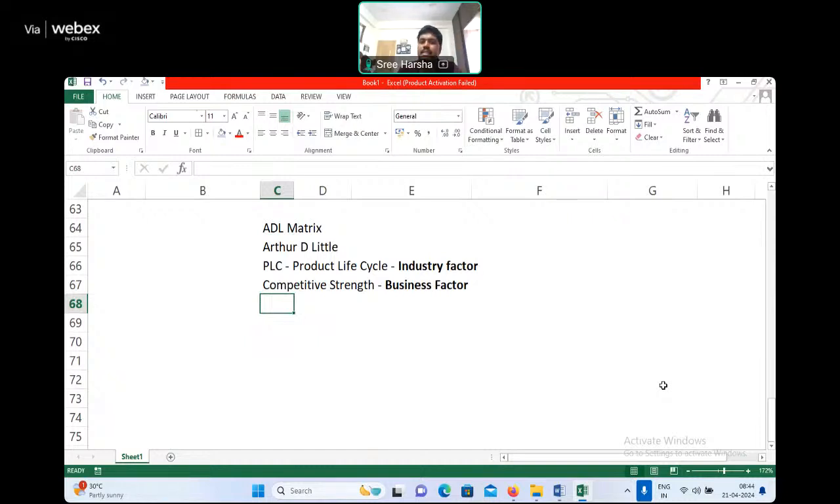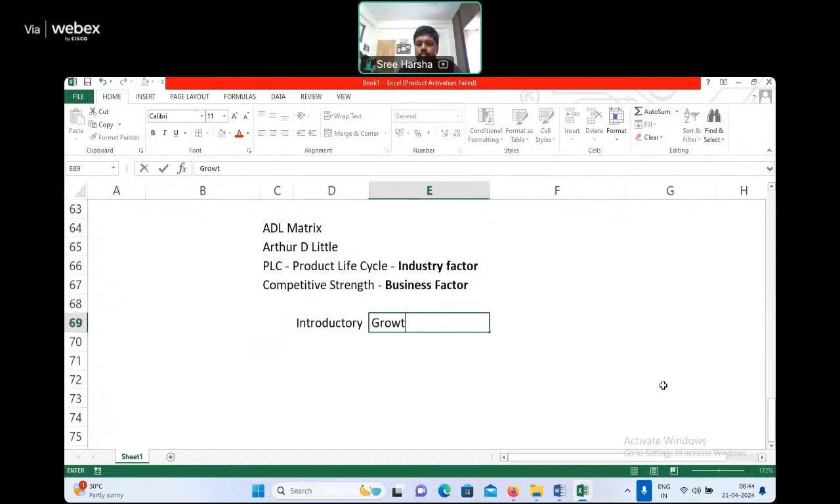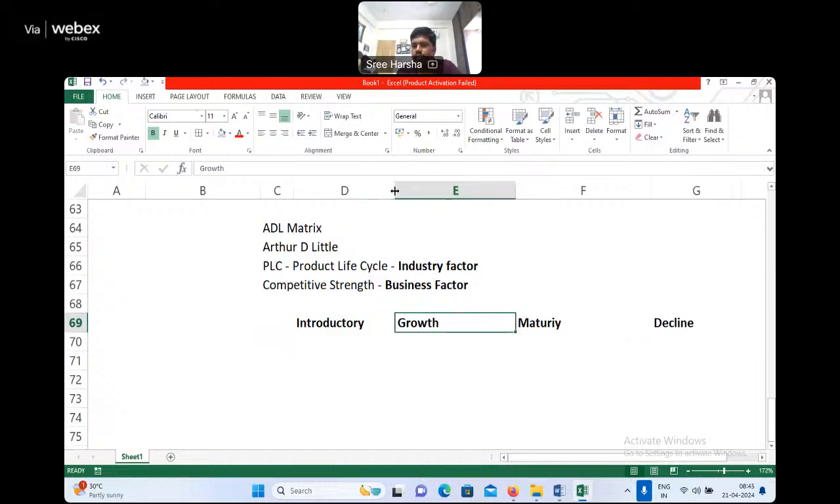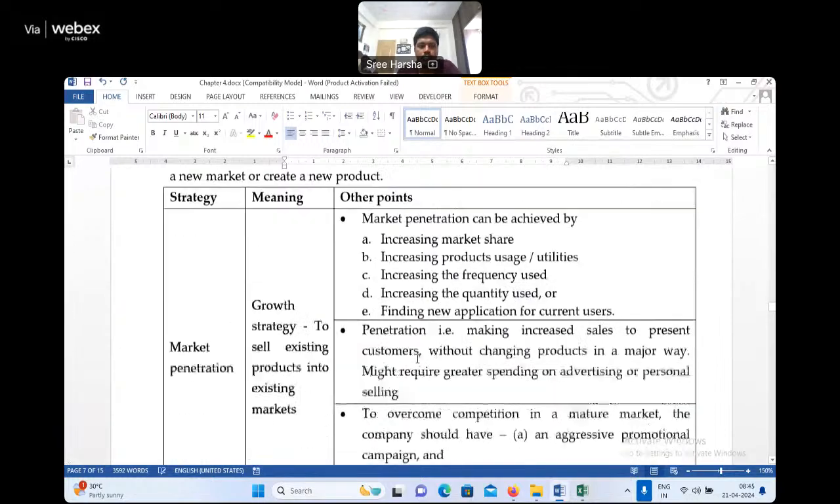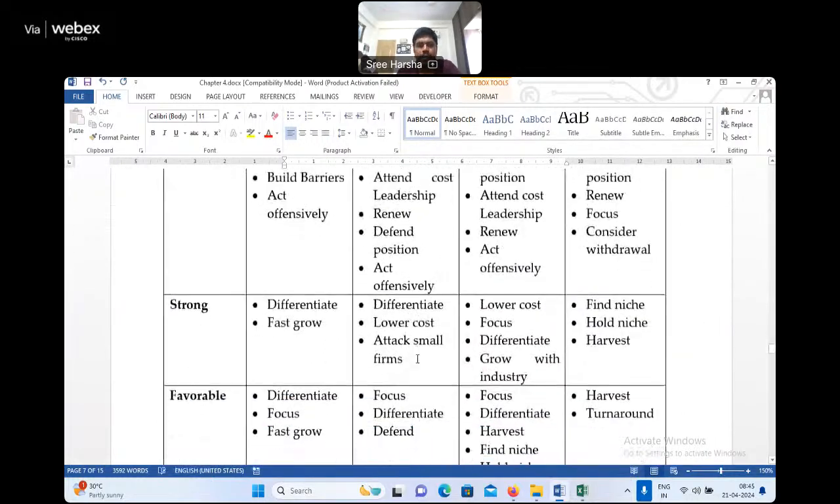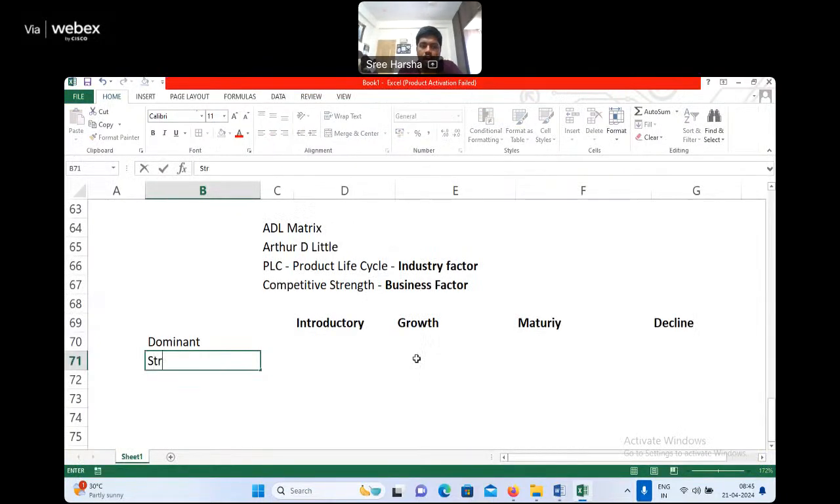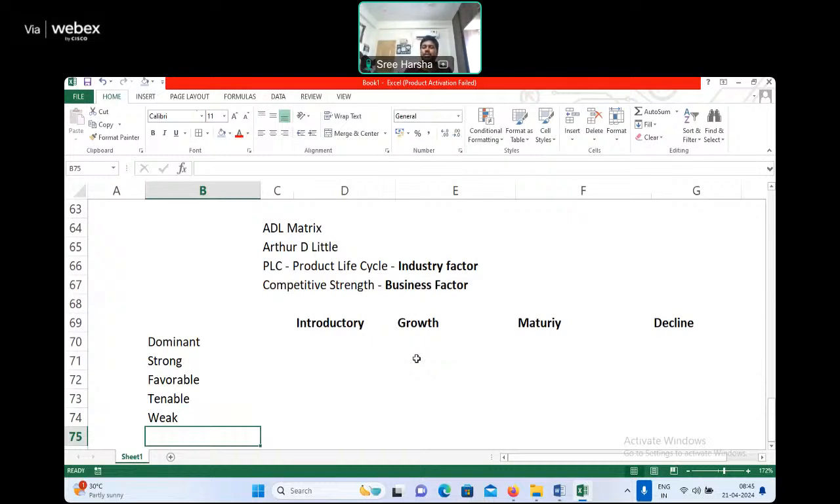I already told you there are 4 stages in the product life cycle: introduction or introductory, growth, maturity, decline. There are 4 stages in any product life cycle, whereas there are 5 stages in competitive position, depending on our scenario: dominant, strong, favorable, tenable, weak, very weak position. 5 competitive strengths.